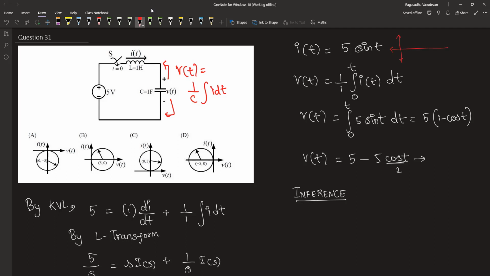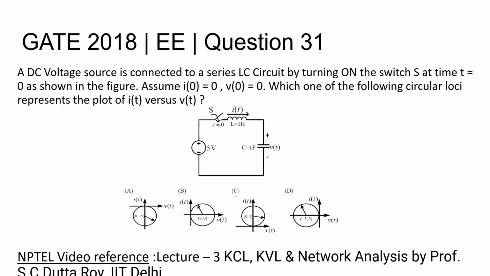I of t is 5 sin t. It will be positive for the first half cycle and it will be negative for the second half cycle. Therefore, we can infer that I of t can be positive or negative and V of t is always positive. Y-axis is positive and negative and x-axis is always positive. So, we can conclude that the locus lies in the first and in the fourth quadrant, which is option B. The answer of this is option B.